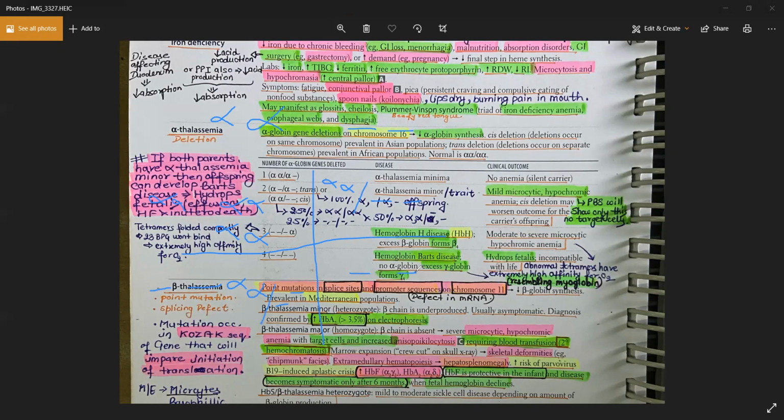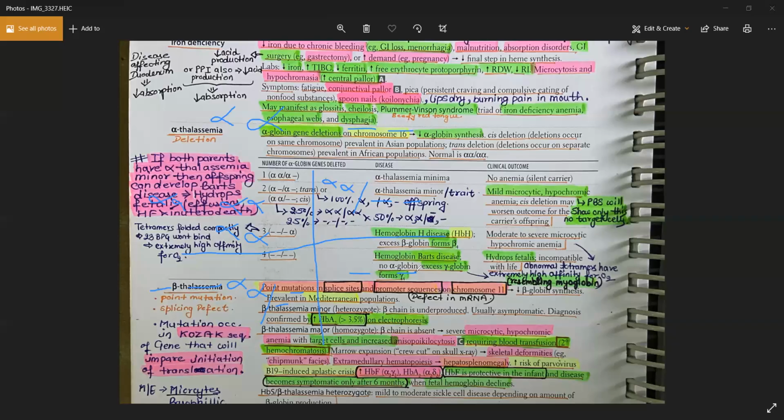Is that okay? Yes. So if the fetus does not contain any of the alpha genes, what can happen to the fetus now? No hemoglobin in the fetus. And this is known as hemoglobin Bart's disease. It will lead to hydrops fetalis because no oxygen will be there for the tissues. Hypoxia will happen, high output cardiac failure will happen, and that can lead to fetal hydrops.